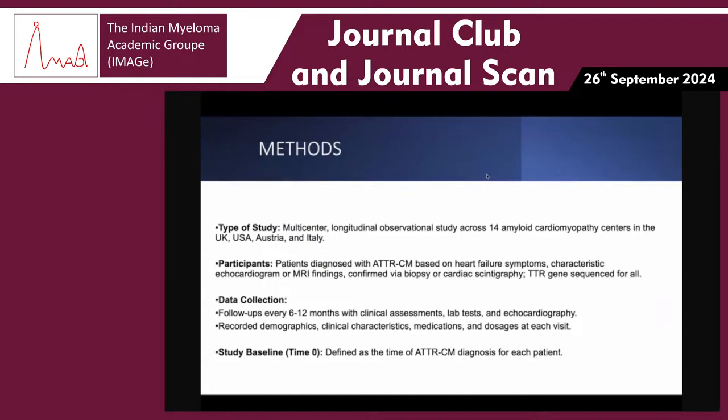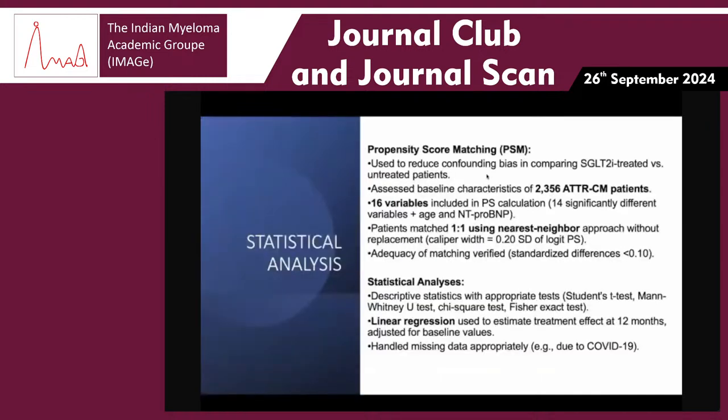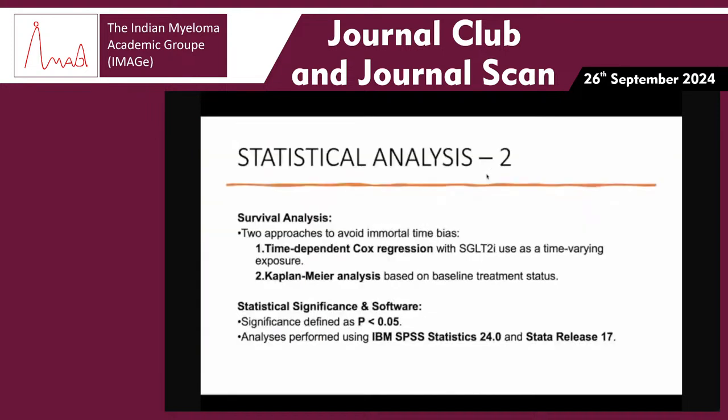This is a multi-center longitudinal observational study across 14 amyloid centers in the UK, USA, Austria, and Italy. Patients were diagnosed based on heart failure symptoms, characteristic echocardiogram and MRI findings, and confirmed via biopsy, and the TTR gene was sequenced in all. Follow-ups were done every 6 to 12 months with clinical assessment, lab tests, and echocardiogram. The primary outcome was all-cause mortality. Secondary outcomes were cardiovascular mortality, unplanned hospitalization for worsening heart failure, and a composite of cardiovascular mortality and heart failure hospitalization. Propensity score matching was done in 2,356 ATTR cardiomyopathy patients, and 16 variables were used. 1:1 matching was done using the nearest neighbor approach. Survival analysis was done using time-dependent Cox regression and Kaplan-Meier analysis, and statistical significance was defined as a p-value less than 0.05.